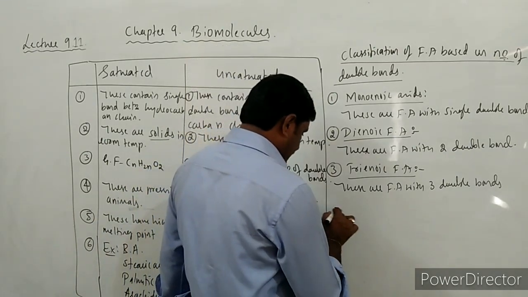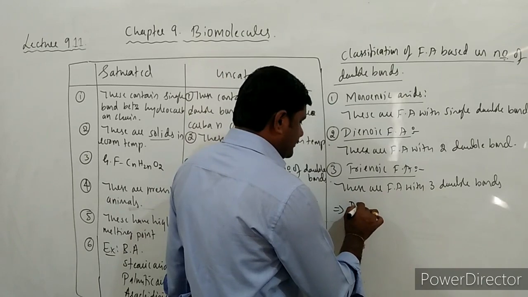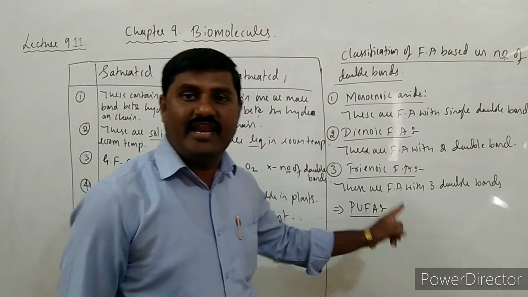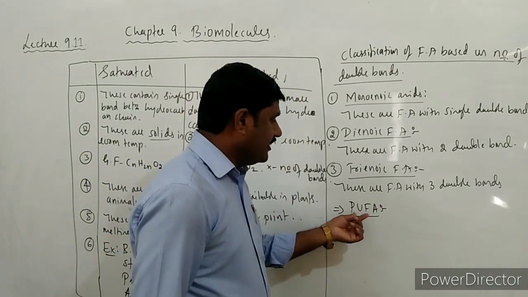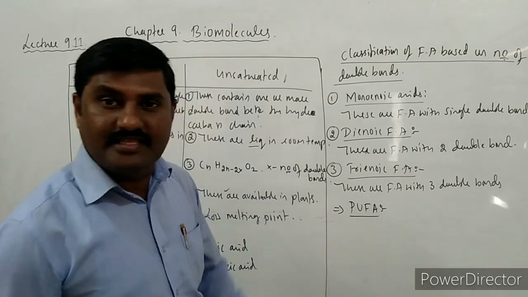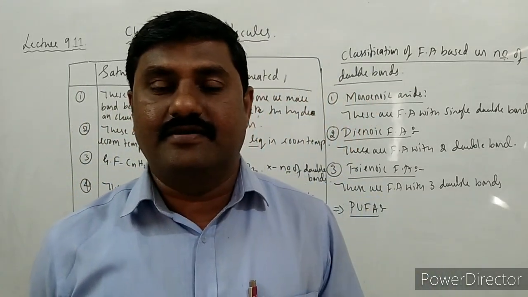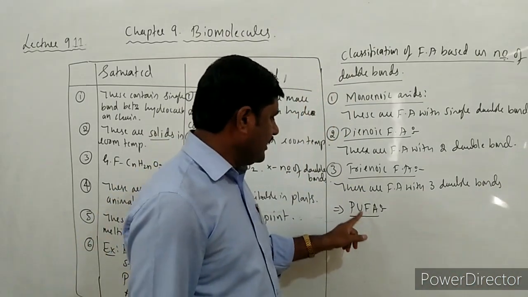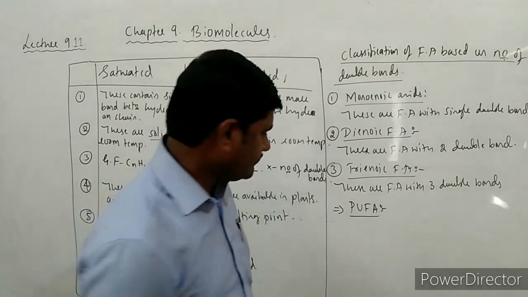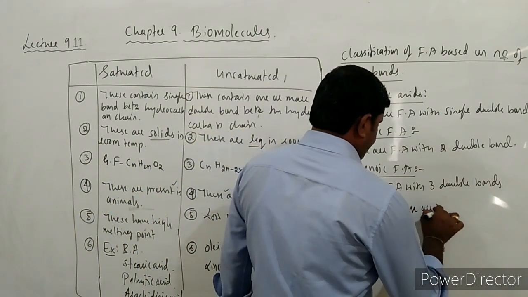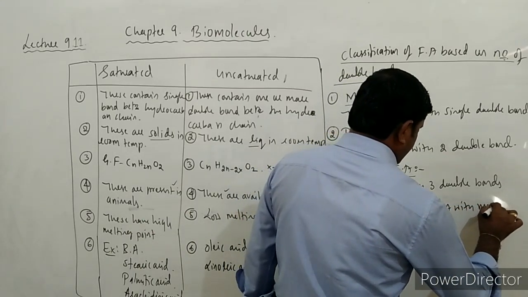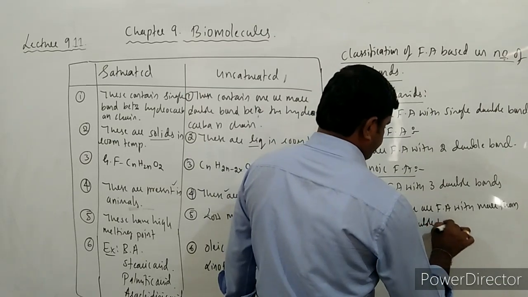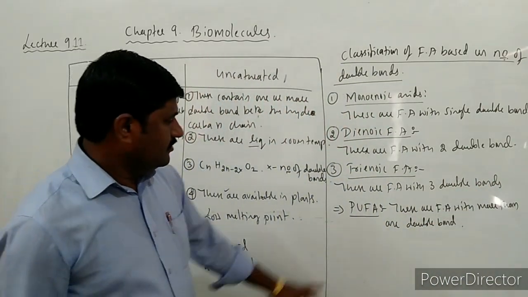And one more thing, one important point. Polyunsaturated fatty acids are also present over here. So this is PUFA, which is very important to remember. This is nothing but polyunsaturated fatty acids. What do you mean by this? If any fatty acid contains more than one double bond, then it is called a polyunsaturated fatty acid. So these are fatty acids with more than one double bond within them. They are said to be PUFA.